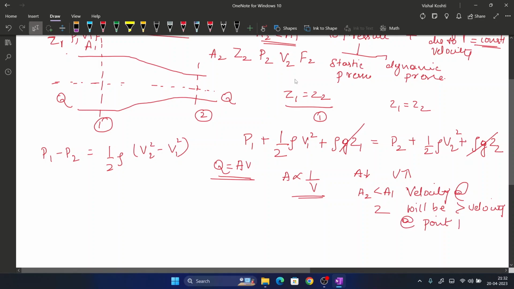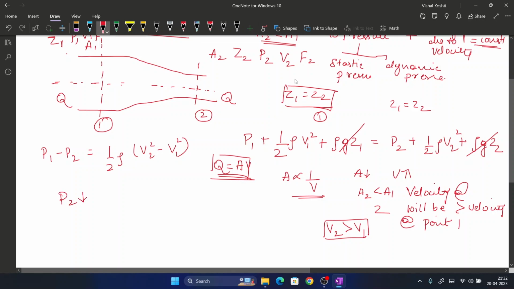Now remember this point: velocity at point 2 is greater than velocity at point 1. So when we apply this greater velocity, what happens to the pressure at point 2? Since the total energy is the same, P2 decreases.